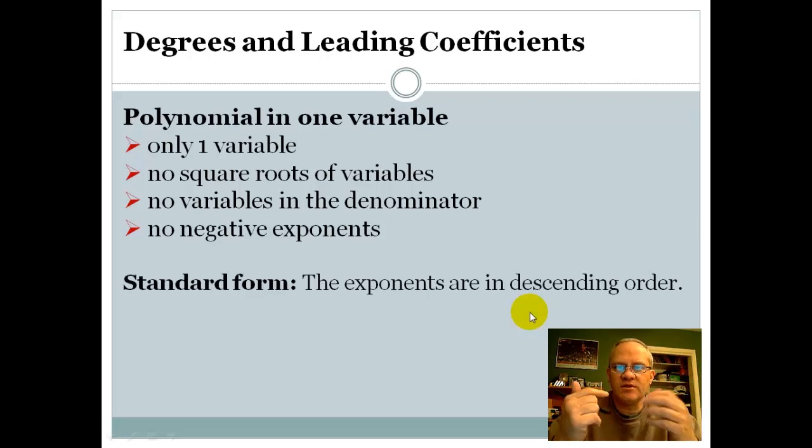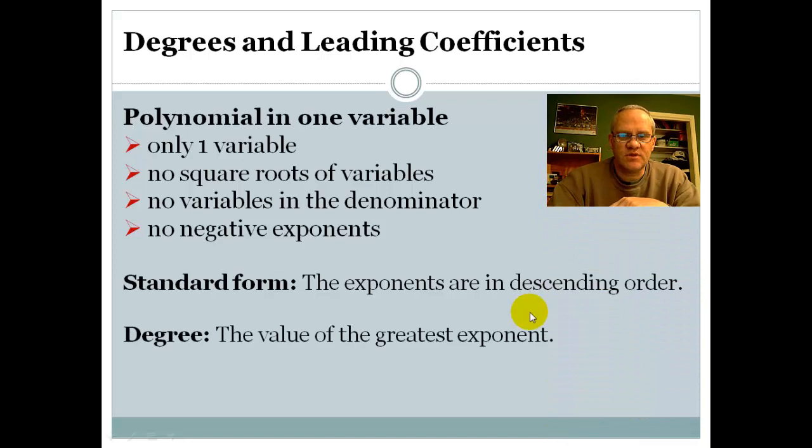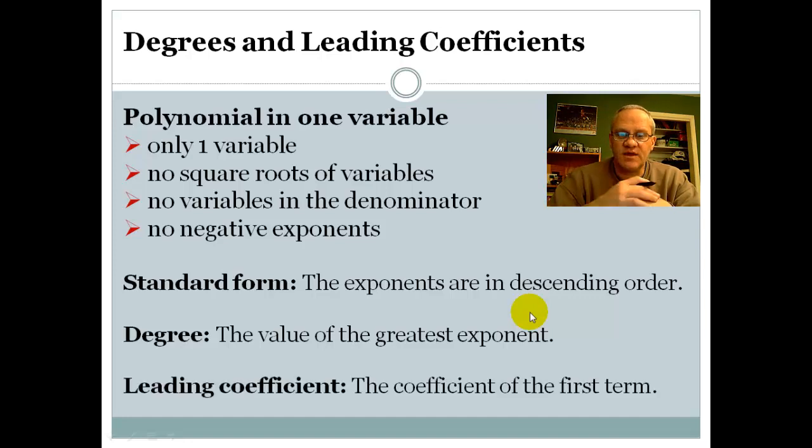When we're talking about these polynomials in one variable, the standard form basically is where the exponents are in descending order. Okay, so when we have a polynomial in one variable, we want to write it in descending order. And when it's in descending order, the degree of the polynomial is just the biggest exponent. That's all. So the degree is just the biggest exponent, and the leading coefficient is just the coefficient of that first term, the term with the biggest exponent. Okay, so pretty simple. Let's take a look at a few examples here.